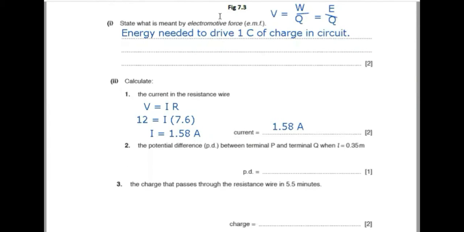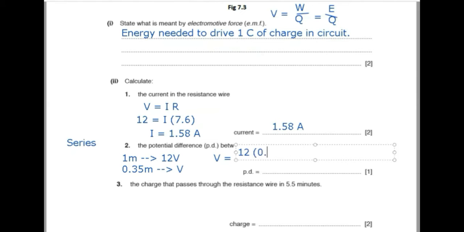PD, because this one is a series circuit, series. The thread is series, so you can use ratio. So 1 meter, you have 12 volt. So now 0.35 meter, how many volt? So you can get it: V equals 12 multiplied by 0.35 divided by 1. So 4.2 volt across the resistance.